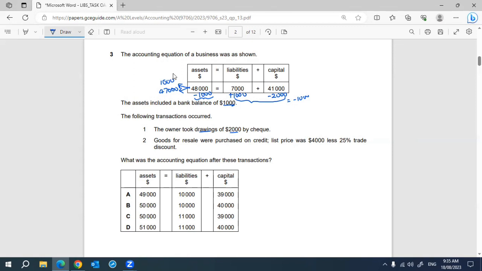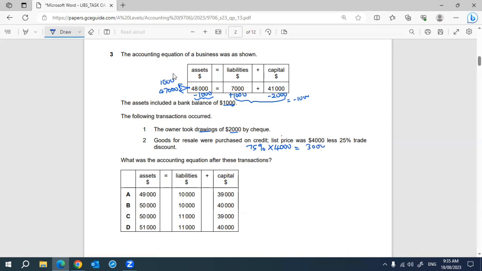this is the scenario. So the second transaction, goods for resale were purchased on credit. List price was 4,000 less 25% trade discount. So list price is the price before deducting trade discount. So if you were to purchase these goods, we would be purchasing at 75% of the list price, and that would be 3,000.